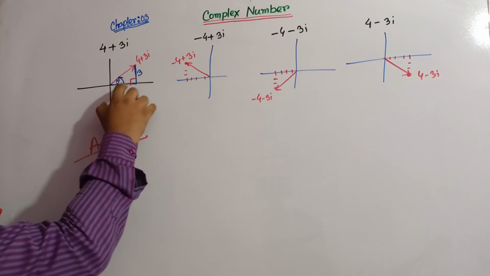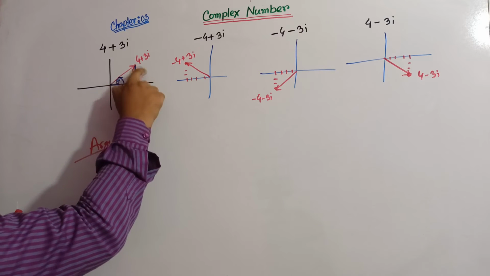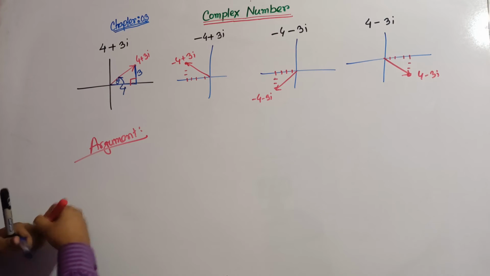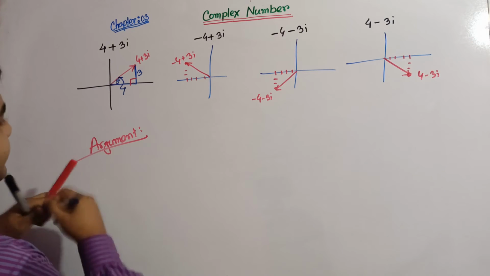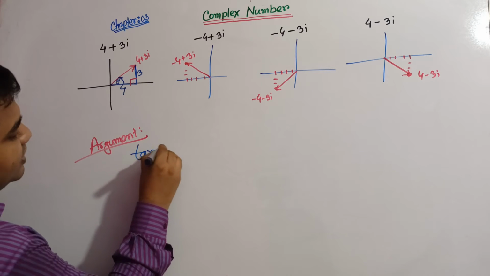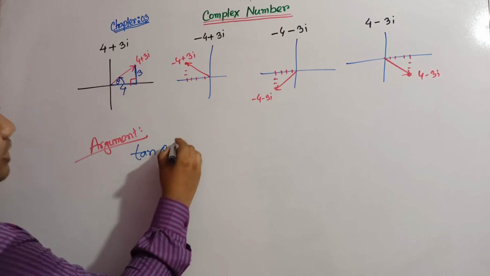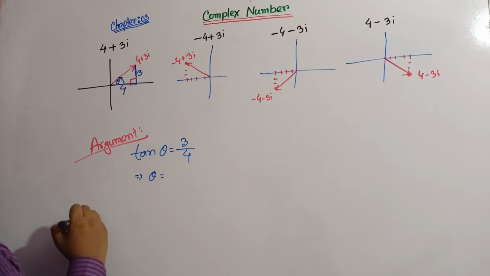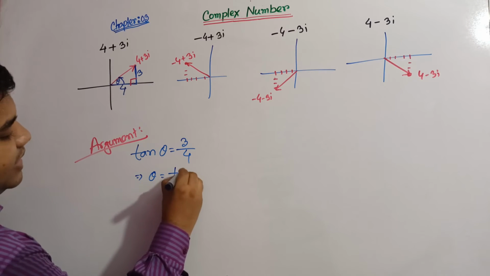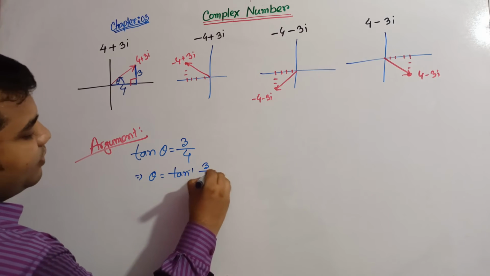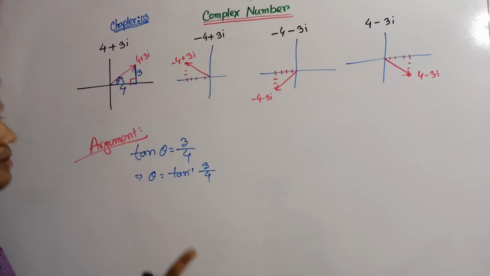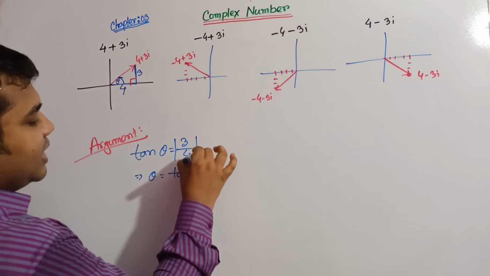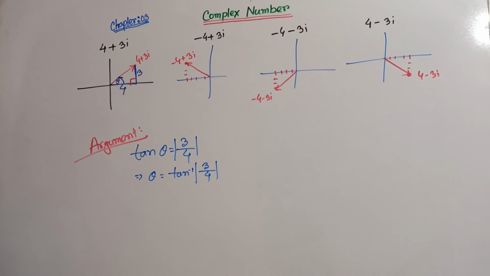So if this is the base and this is the height, since this is the angle, so what about tan theta? Tan theta should be height over base. So theta should be tan inverse 3/4. Here, a very important thing, you should use the modulus there. So this is the argument of this figure.